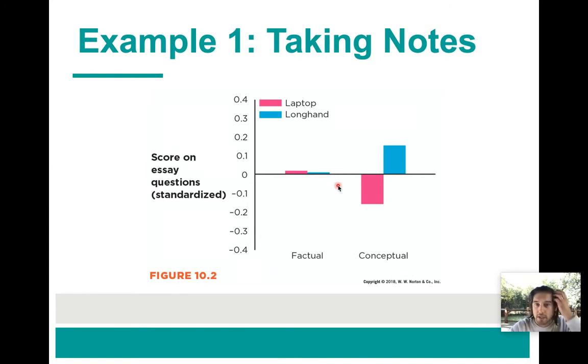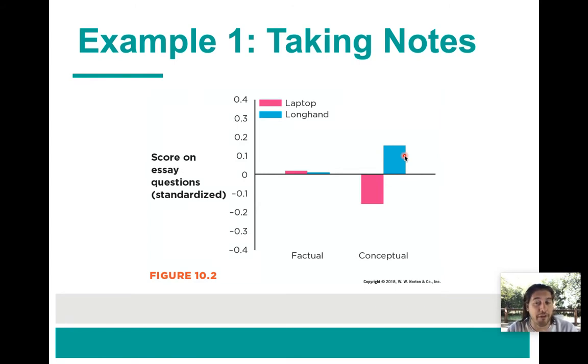And so we can see, based on our bars, the laptop group in pink and the longhand group in blue, that in factual knowledge, we have very little difference, no difference between the groups. But in conceptual knowledge, the people who used pen and paper outperform the laptop people, suggesting something about writing down the information physically improves your conceptual understanding of the material.